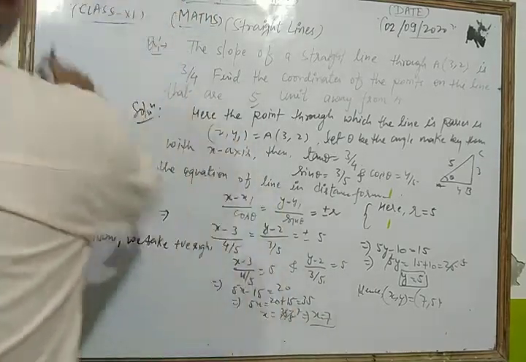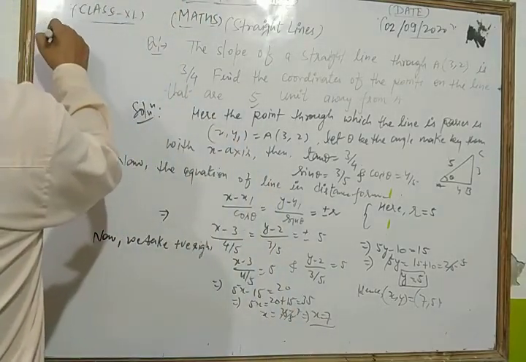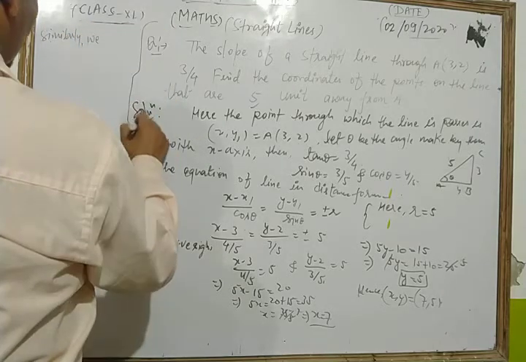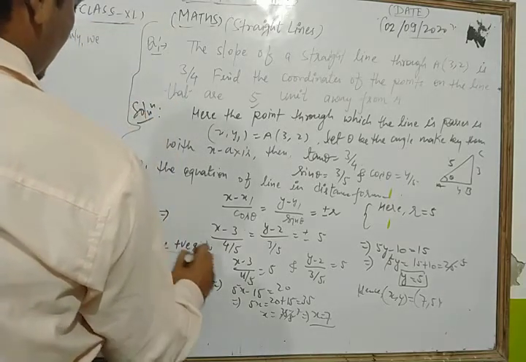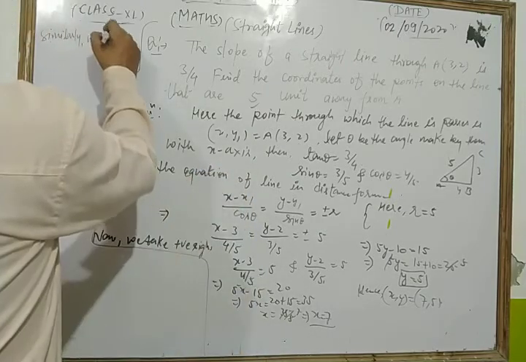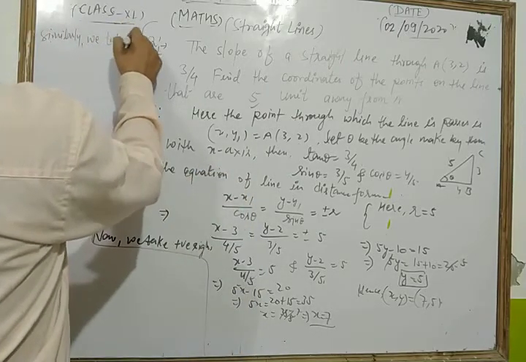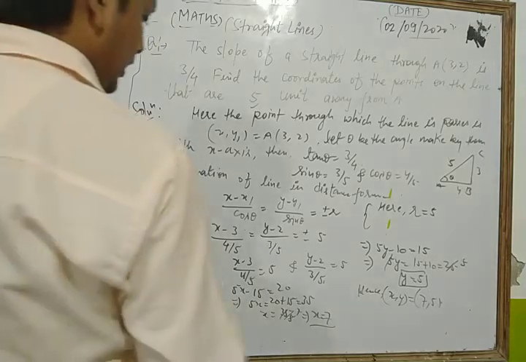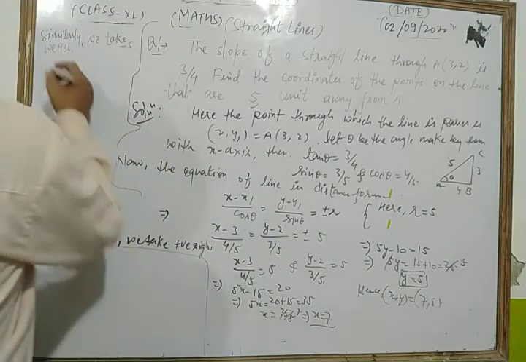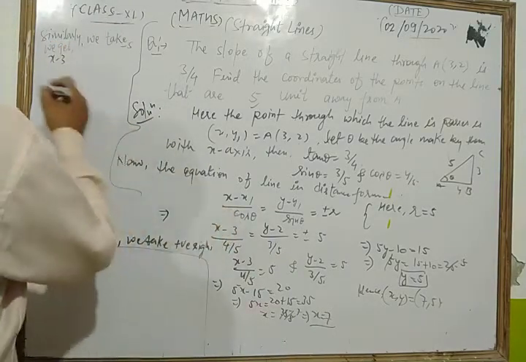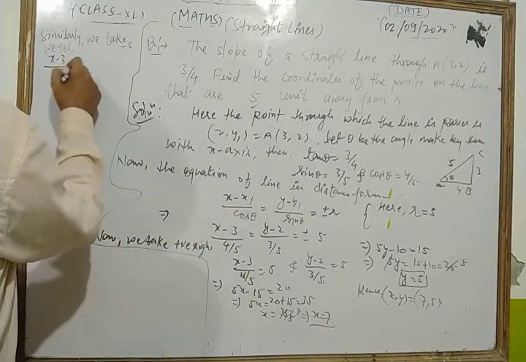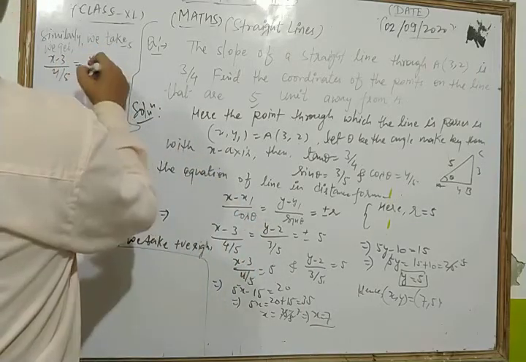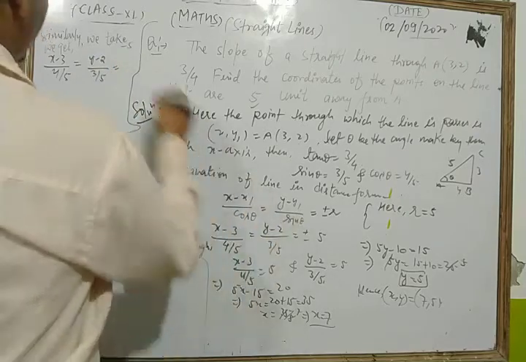Okay, let's see. Similarly we take minus 5. Let's see what we get. If we take minus 5, then we get x minus 3 upon 4 by 5 is equal to y minus 2 upon 3 by 5 is equal to minus 5.